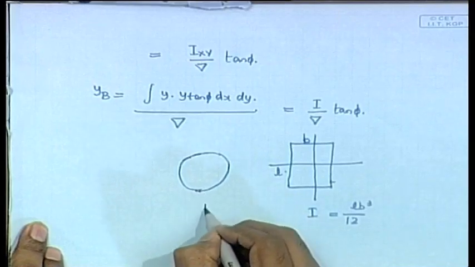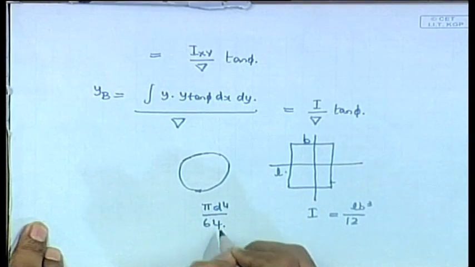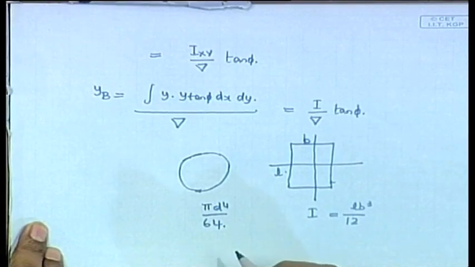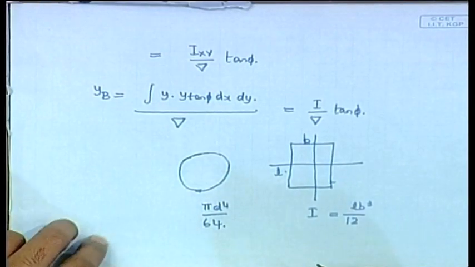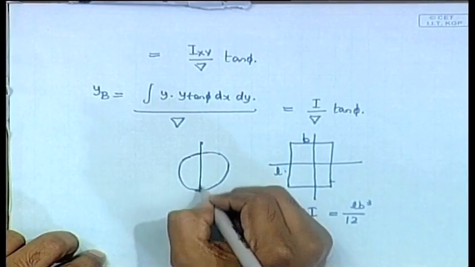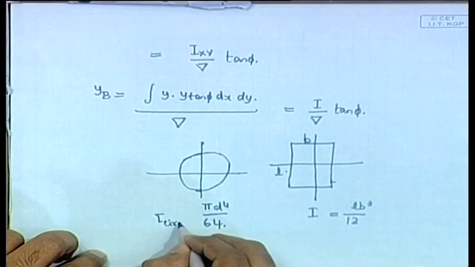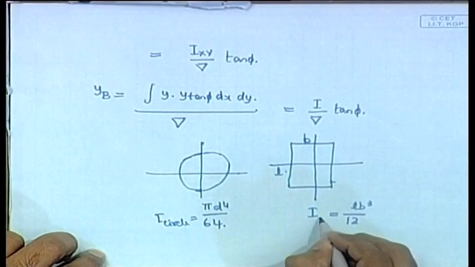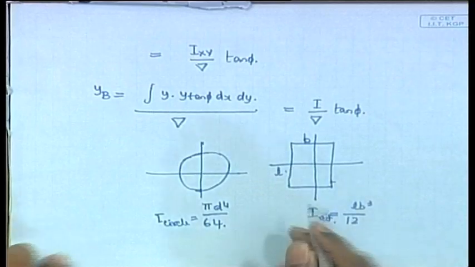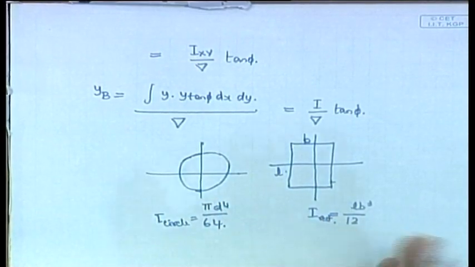Pi d power 4 by 64. Yes, pi d power 4 by 64. This is the equation for the moment of inertia of a circle, of course, about any axis. So, this is the moment of inertia of a circle, and this is for a rectangle. So, three figures you will need: circle, rectangle, and a square.